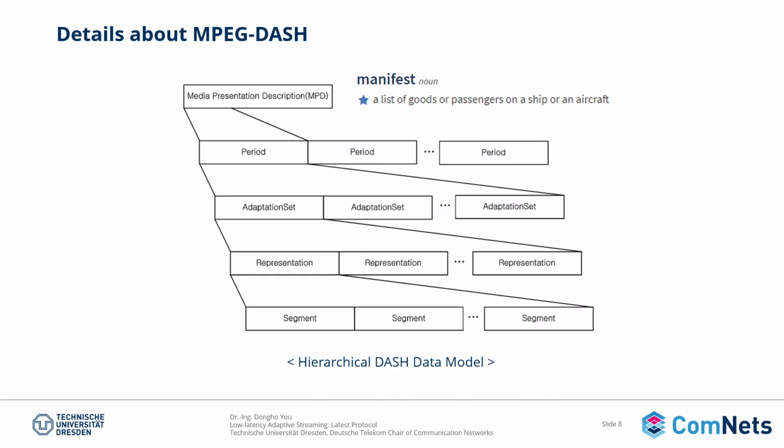In one period, there are many adaptation sets. You remember that, right? Each adaptation set refers to a media component such as video and audio. In one adaptation set, there are multiple representations like this, which refer to the quality. And in each representation, there are multiple small segments, which are the real transmission data from the server. This is the hierarchical data model of MPEG-DASH.